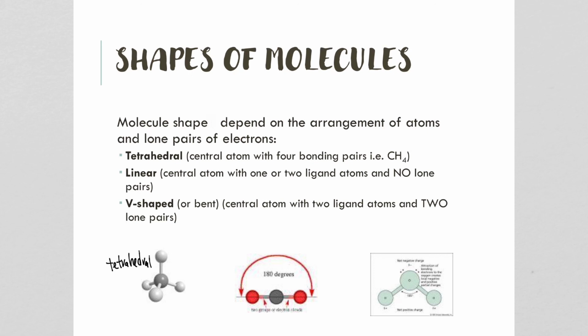Linear is when you have a central atom with 1 or 2 ligand atoms and no lone pairs of electrons. And then V-shaped or bent is when you have the central atom, you have 2 ligand atoms and then 2 lone pairs of electrons. So this is called bent or V-shaped. An example of this would be water. This one, carbon dioxide, and this one would be methane. But we'll spend some time building some molecules to determine that.